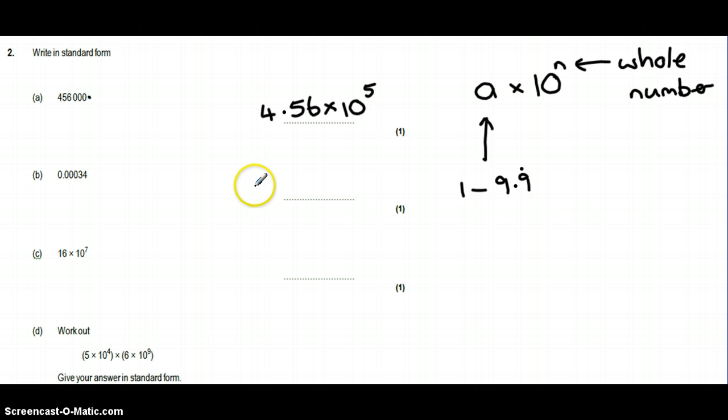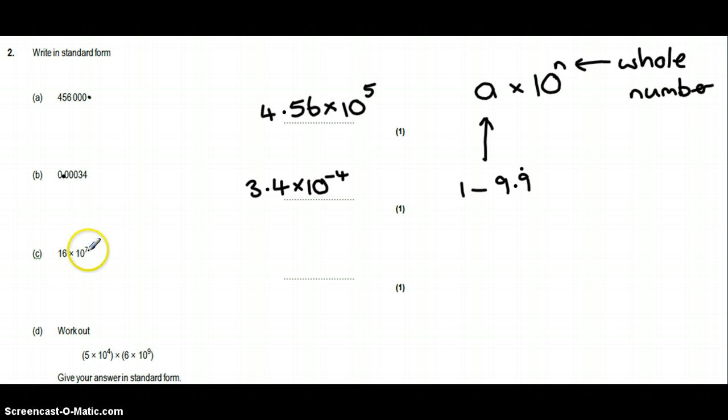This one's a small number. The beginning part is going to be 3.4. Now to get this decimal place from between the 3 and the 4 to where we want it, just move that, 1, 2, 3, 4 places to the left. So what we're going to need to do is, it's like dividing by 10 several times, but we actually times it by 10 to the minus 4, which is equivalent to dividing 3.4 by 10 4 times, and that moves our decimal point 1, 2, 3, 4 places to where we want it to be.